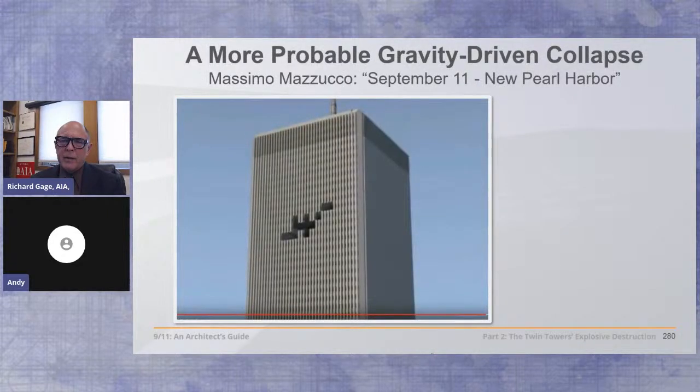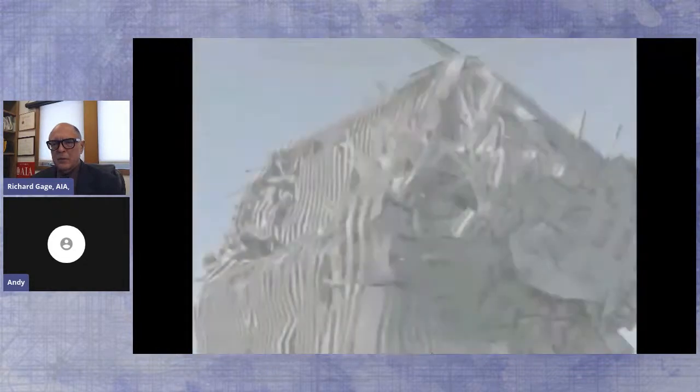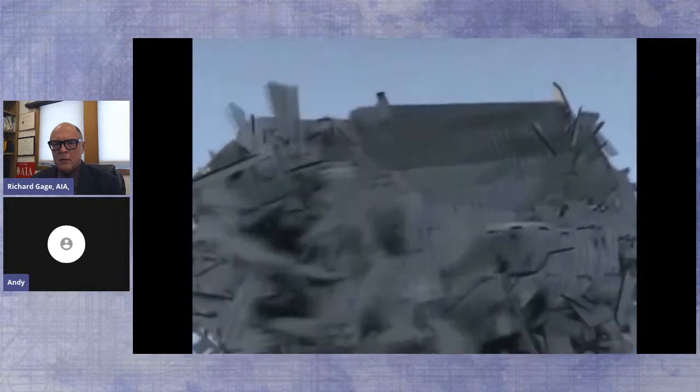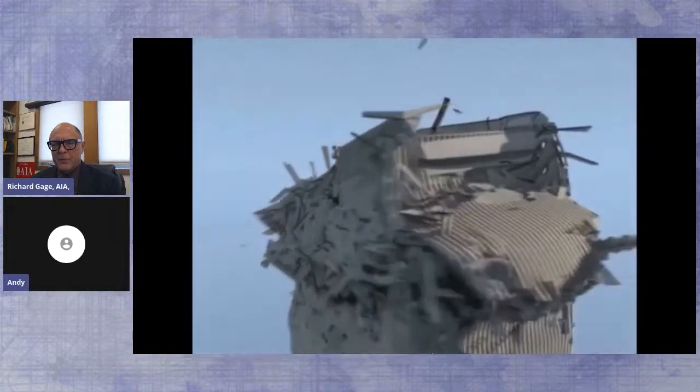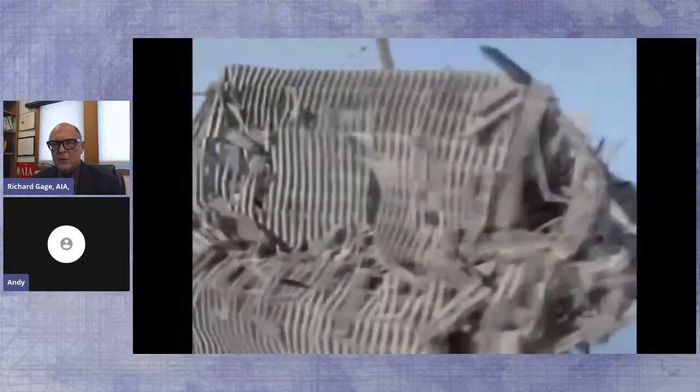Let's look at it another way. Massimo Mizuko's New Pearl Harbor. Something of this kind is what we should have seen when the top section of the towers collapsed onto the lower one. The upper and lower sections should have mutually destroyed each other until all the energy is dissipated and the system comes to a rest.